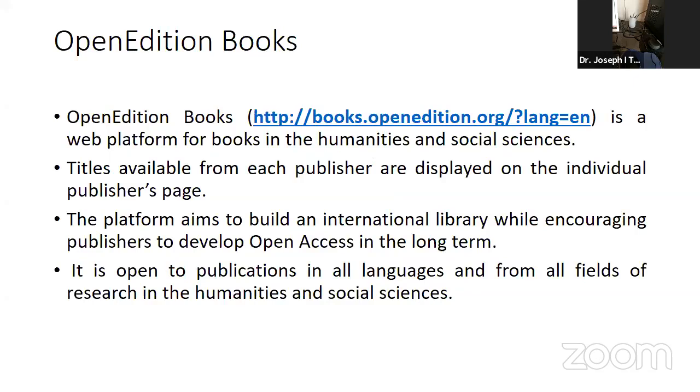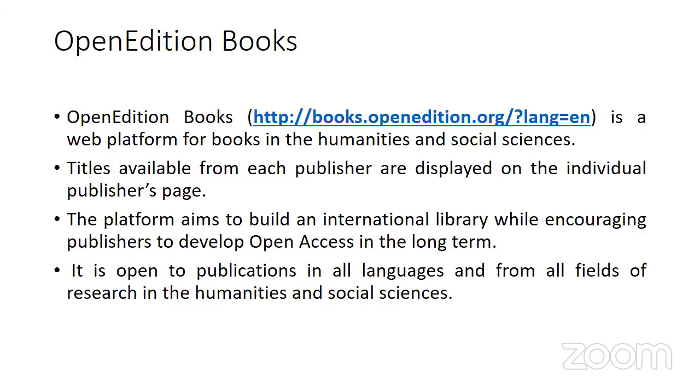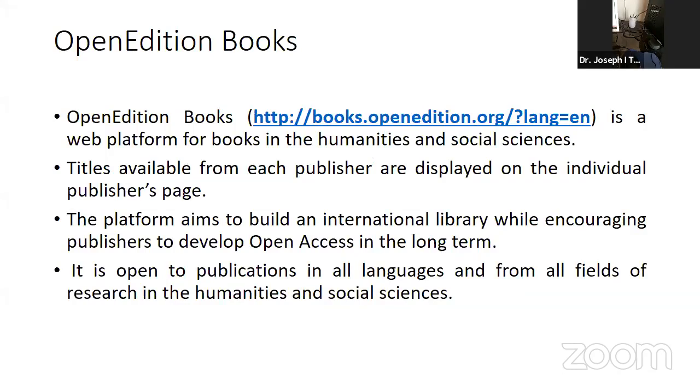OpenEdition Books. OpenEdition Books is a web platform for books in humanities and social science. Regarding humanities and social science resources, it's not that easy to find. OpenEdition Books is very helpful actually. I have gone through OpenEdition Books a couple of times before. It's really helpful. The titles available from each publisher are displayed on the included publishers page. The platform aims to build an international library, encouraging publishers to develop open access in the long term. It's open to publications in all languages and from all fields of research in humanities and social sciences.